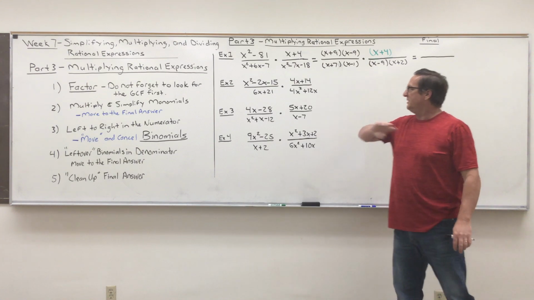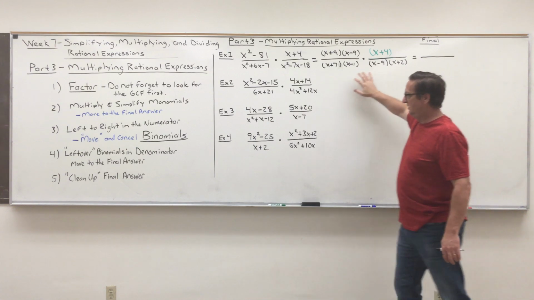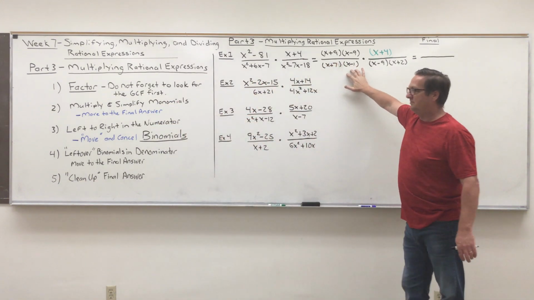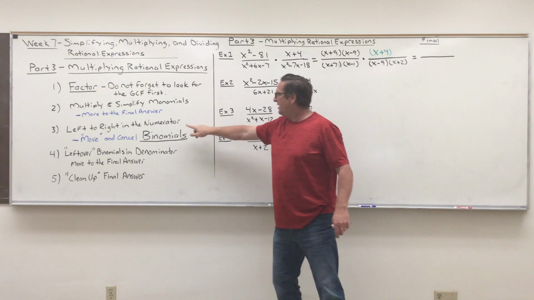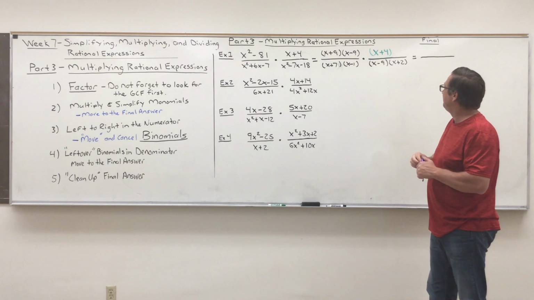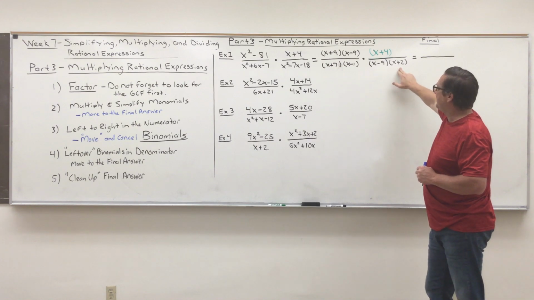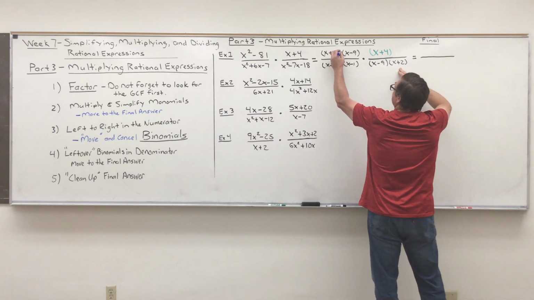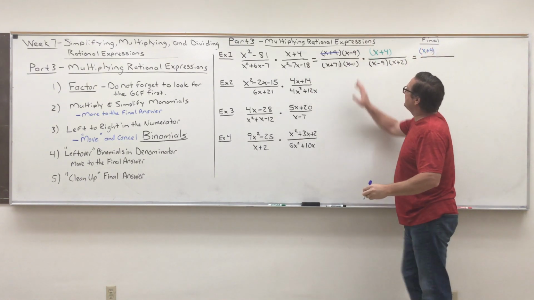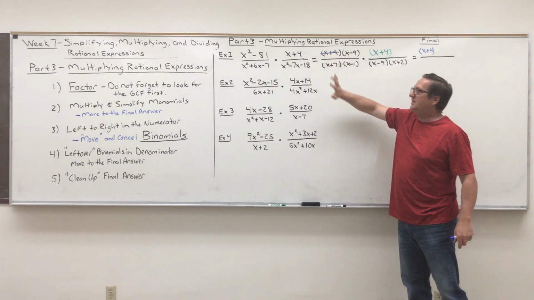Okay, so step 1, factor your binomials and trinomials, protect with parentheses. Multiply and simplify monomials. There are none. From left to right, cancel and move binomials. And we practiced this a little bit the other day. So, I would ask you to say, hey, you have an x plus 9 on top. Do you have one on the bottom? The answer is no. I'm moving it. Okay, and I just put a line through it so I don't use it again.